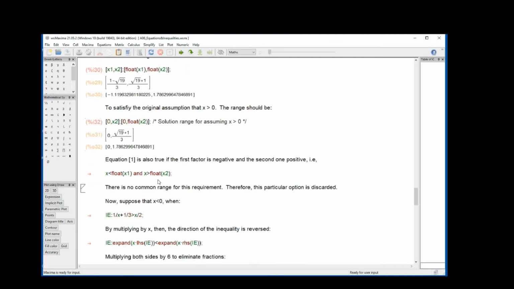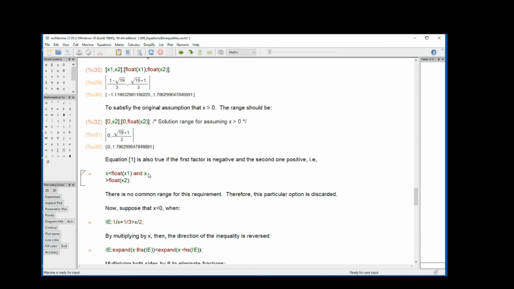Equation 1 is also true if the first one is negative and the second one is positive, which means x less than 1.15 and x greater than 1.78. These are ranges that are on completely opposite sides. They have no common element, and therefore nothing can be gathered out of this. So we have this result only so far.